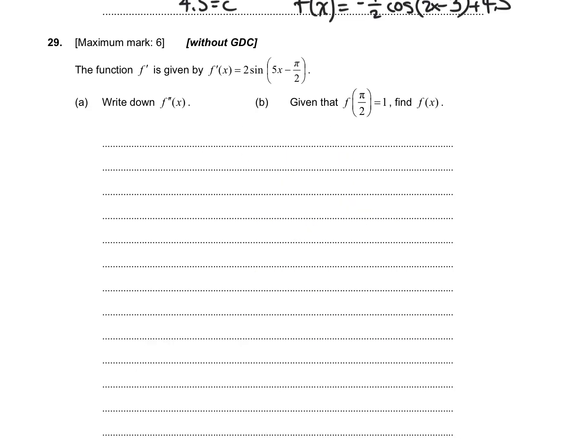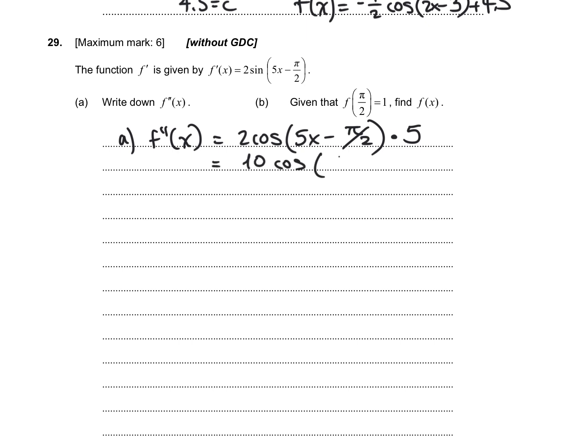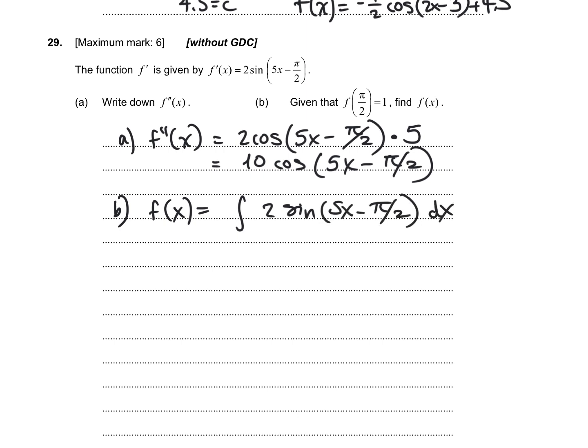All right, 29. We've got the derivative, so we have to write down the second derivative. So that's going to be 2 cosine 5x minus pi over 2, and then we multiply by the derivative of the inside function. So that's 10 cosine 5x minus pi over 2. And then we want to integrate because we want to go back up to the original function. So 2 sine 5x minus pi over 2 dx.